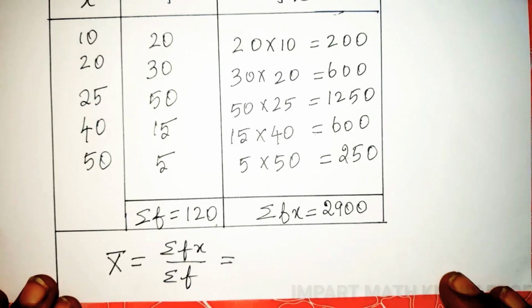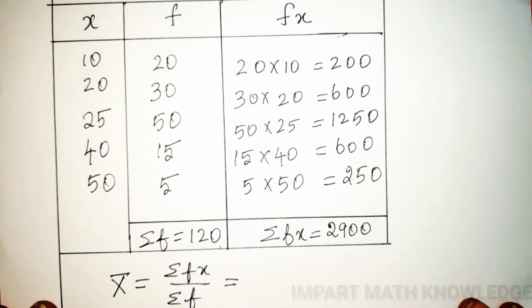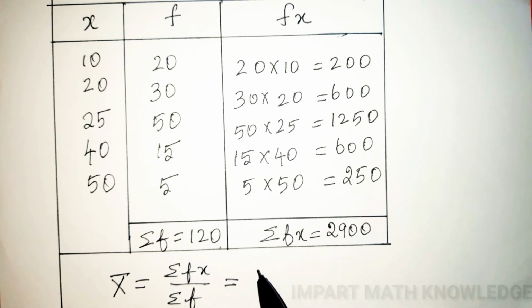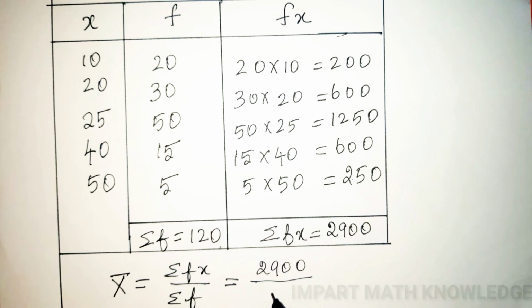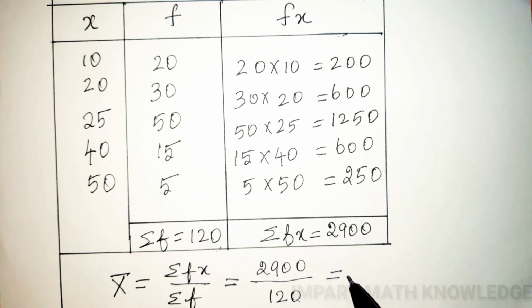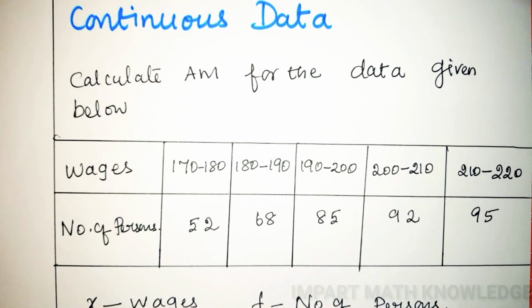Now for a frequency distribution, the arithmetic mean is sigma fx divided by sigma f. Sigma fx taken from the table is 2900 divided by 120. Total frequency is 120. So x bar is equal to 24.17. The average age of the persons is 24.17.